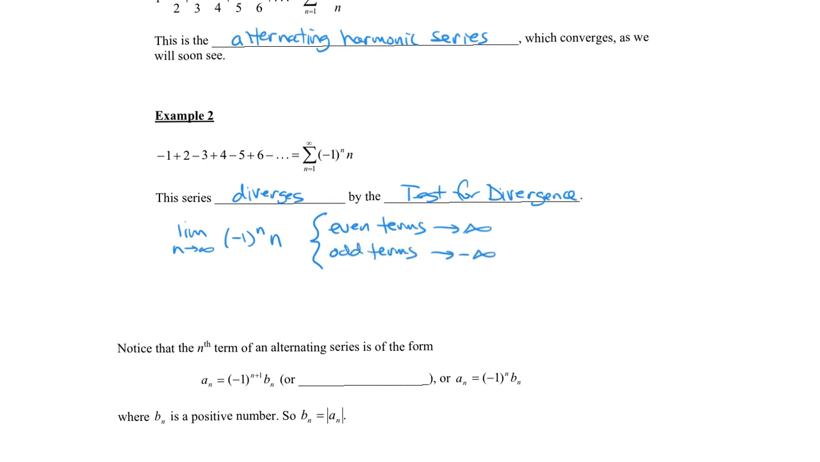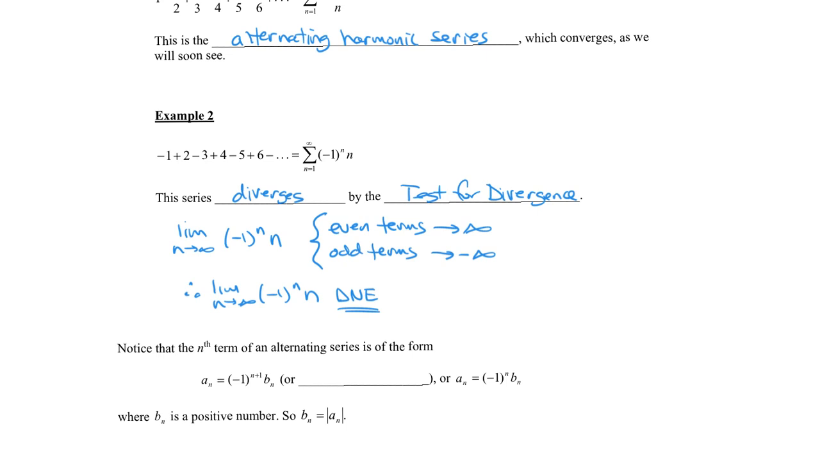So what you really have here is that the even terms of this series are going to approach infinity, whereas the odd terms are going to approach negative infinity. So the limit doesn't exist, because for the limit to exist, the terms would have to be approaching one particular number. Here they're going off to infinity in two different directions. So we could say the limit as n approaches infinity of -1 to the n times n does not exist, because it doesn't approach any one number. It shoots off towards infinity in one direction and negative infinity in the other. So by the test for divergence, this series diverges.